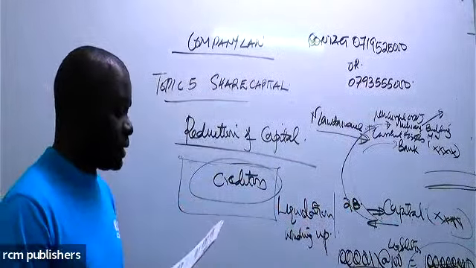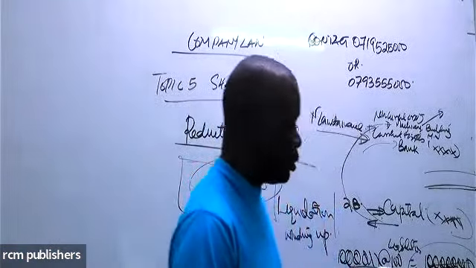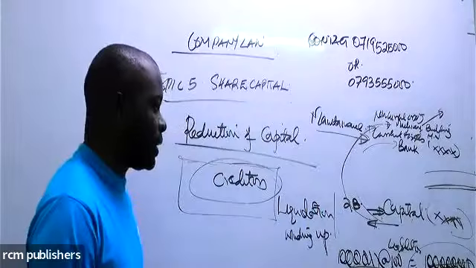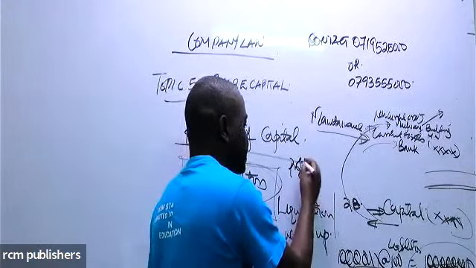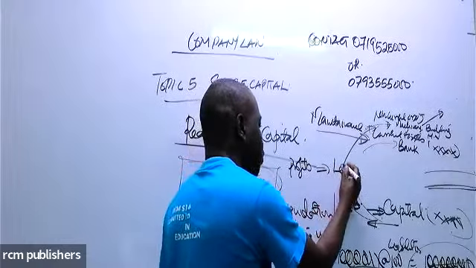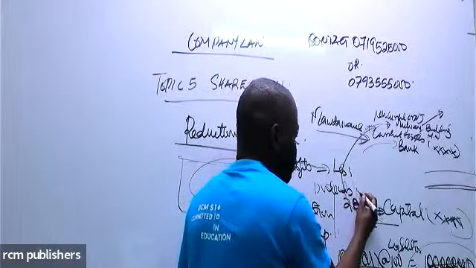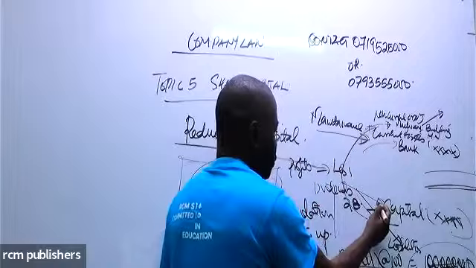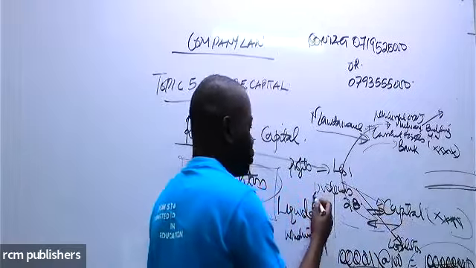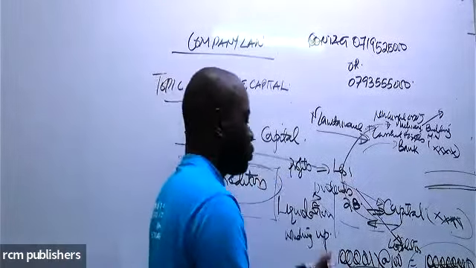The last one, dividends can only be paid out of what? Distributable profits, not out of capital. So dividends can only be paid if the company has realized profits. If they are not realized profits, there's actually a loss, then dividends cannot be paid. So the company won't proceed to the capital and get money out of the capital to pay the dividends. It can only be paid out of the distributable profits of the company.